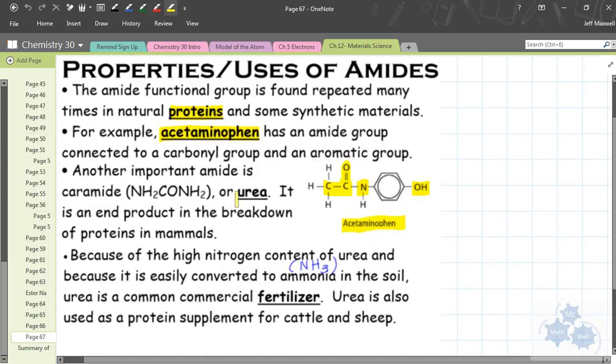Another important amide is carbamide, or common name urea. It's an end product in the breakdown of proteins in mammals. So that's another important amide, urea. Because of the high nitrogen content of urea, and because it's easily converted to ammonia, that's NH3, in the soil, urea is a common commercial fertilizer. Okay, so we're talking about natural breakdown in mammals, which comes into the soil, and so fertilizers are made with the same group.